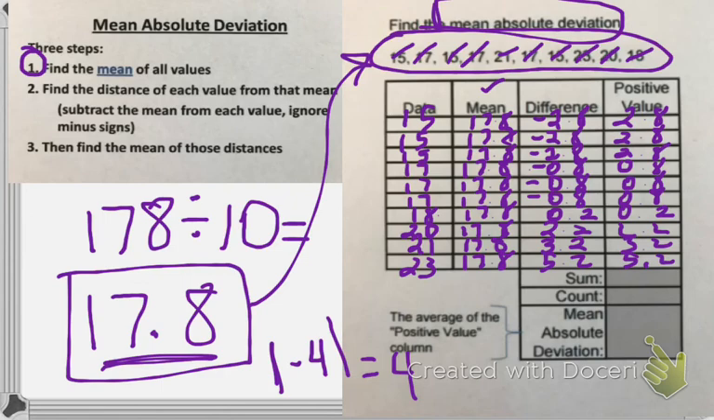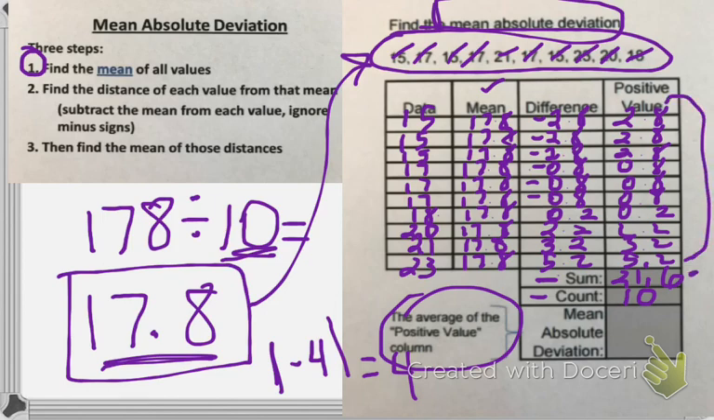Now that we have all the deviations in a positive form, we are going to add these numbers all up. When we add them in our calculator, we get 21.6. Then we need to fill in the box that says count. That's how many data points we have, which we already know is 10. Then the mean absolute deviation is the average of the positive value column. So you're going to take the sum, 21.6, divided by the count, 10, and that is 2.16. That is the mean absolute deviation. And that's it. That's how you find it.